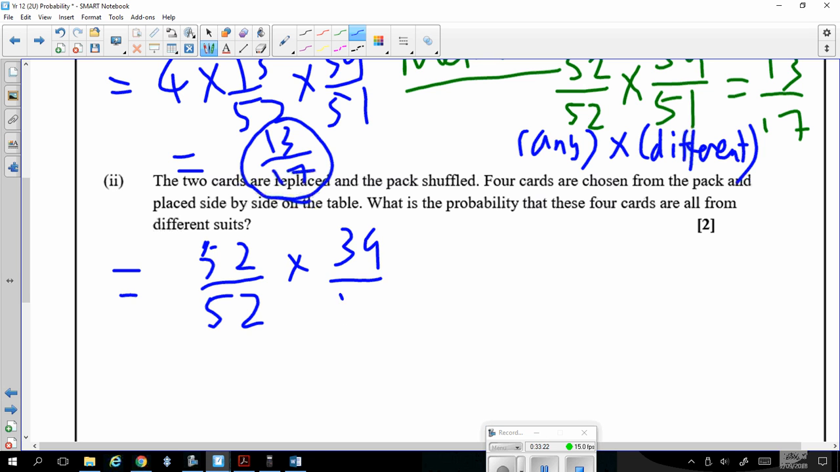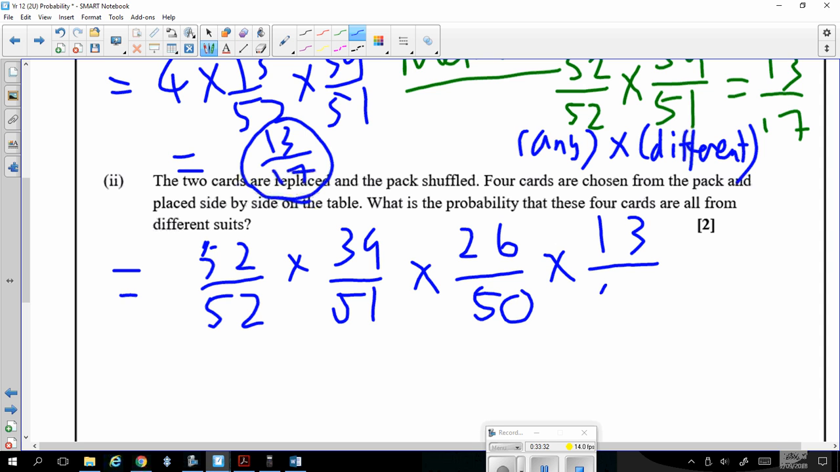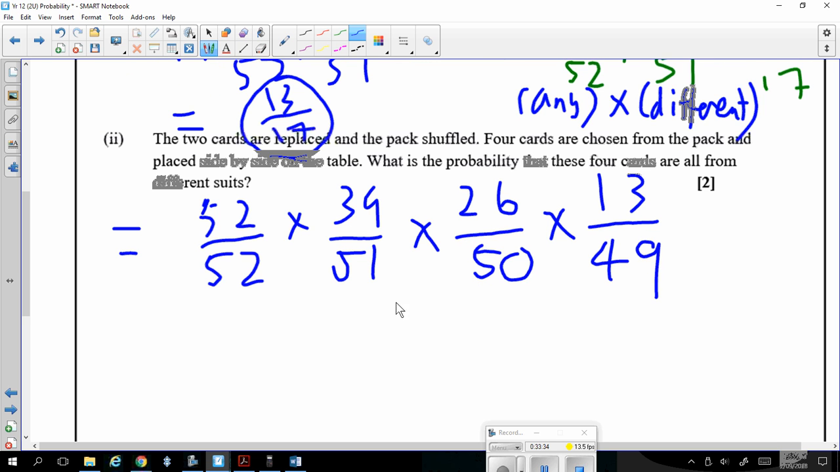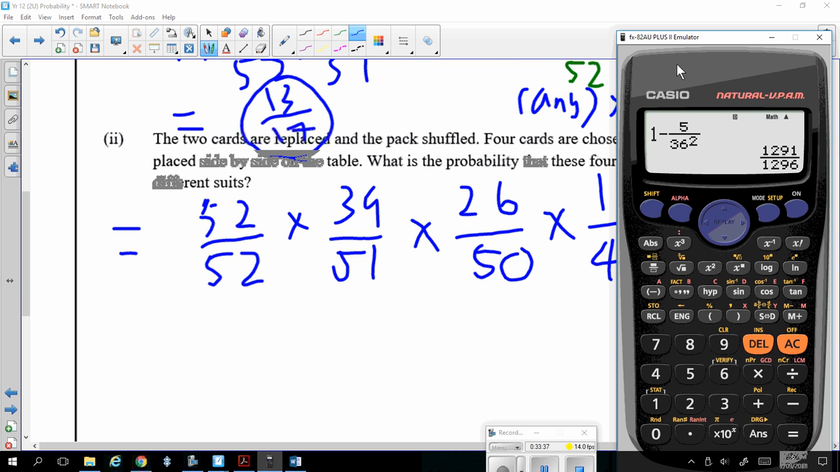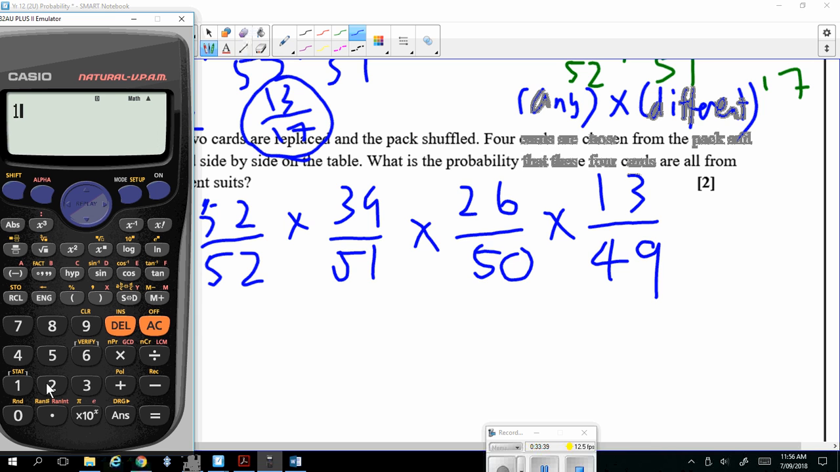Let's see what you get. So it's going to be 13 out of 17 times by fraction, 26 over 50 times by fraction, 13 out of 49. Yeah, that big number, 2197 over 20825. Done.